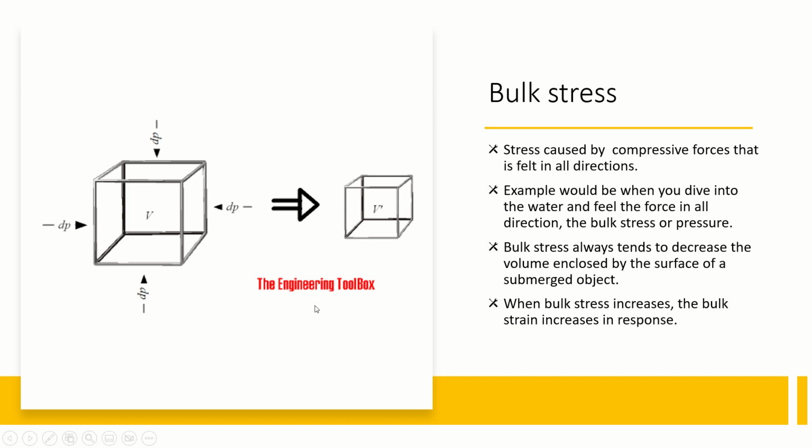And then next up is bulk stress. And bulk stress is caused by a compressive force that is felt in all directions. An example would be if you dive into the water and feel all the forces in all directions, that is bulk stress, or you can call it pressure. And bulk stress always tends to decrease the volume enclosed by the surface of a submerged object. And when bulk stress increases, the bulk strain increases in response. And you can kind of see this based on the example I have given. There's force and pressure going all around the object.